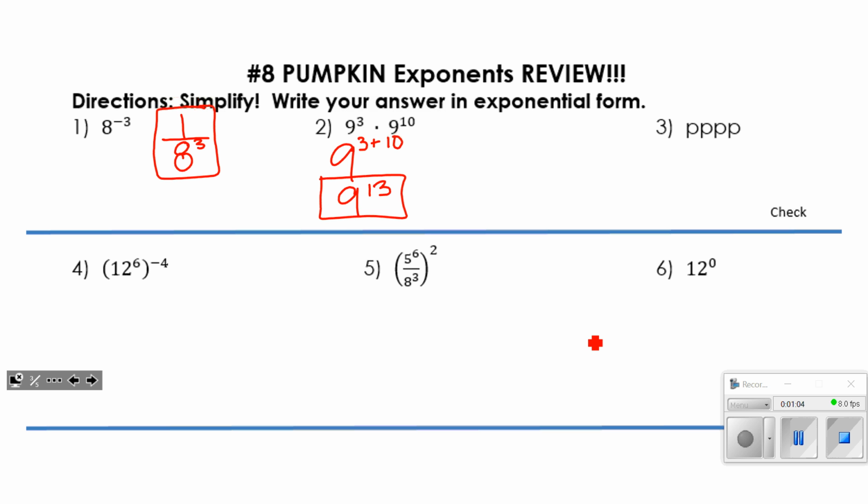The next problem is 4 p's in a row, and they're all being multiplied, so that is p to the 4th power.